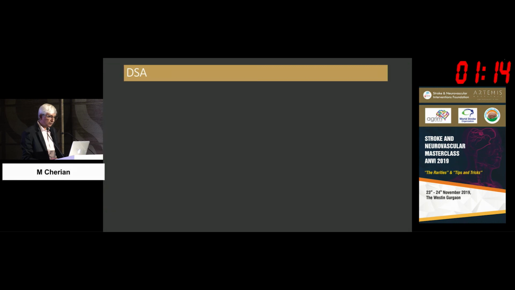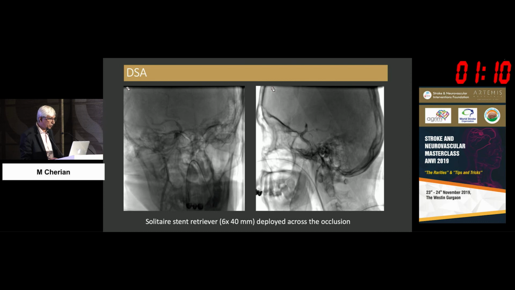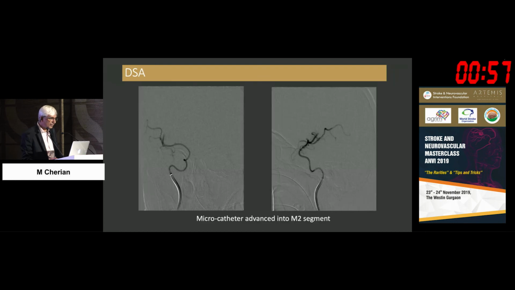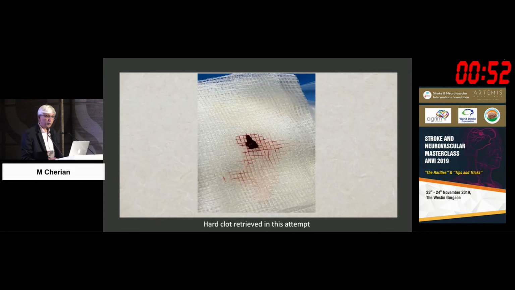We do the double suction or the modified Solumbra technique. Can you see? The stent retriever is not opening fully. Gives us an idea that the clot is probably harder than normal. Nothing happens after the first technique. Now we take the micro more distal. And then in this, when we pull it, we get the clot.